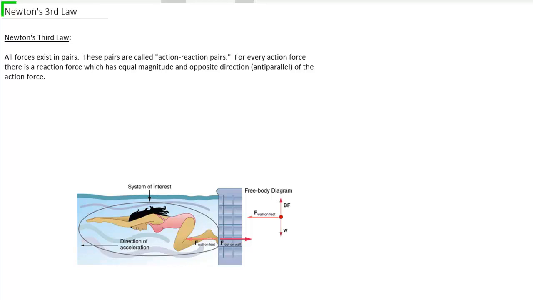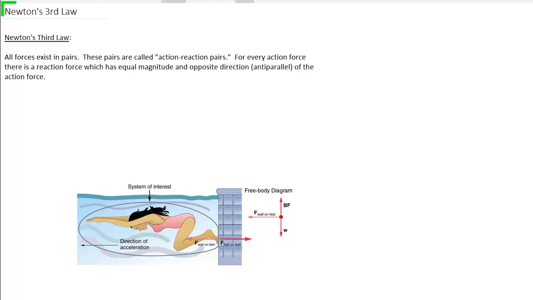Newton's third law is a statement about forces, the nature of forces that we use every day. What it says is that all forces exist in pairs, and we refer to these pairs as action-reaction pairs. For every action force, there is a reaction force, and this reaction force has the same magnitude as the action force, but the opposite direction. So the two forces are anti-parallel.